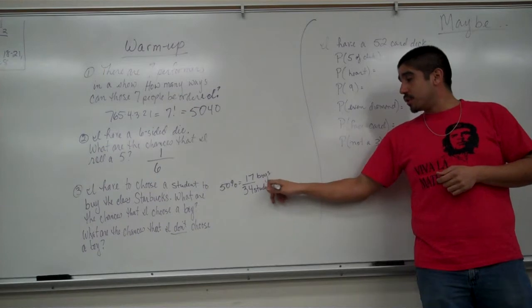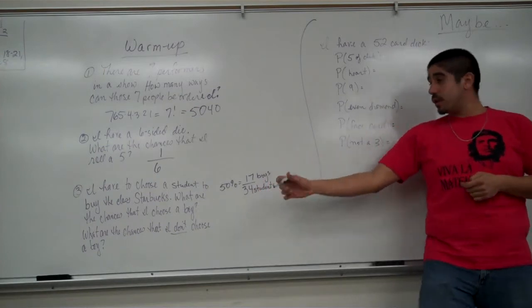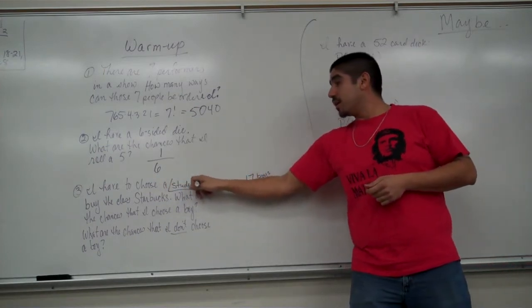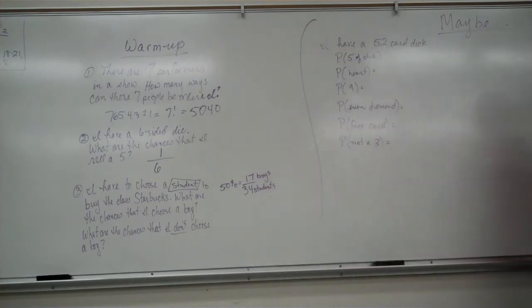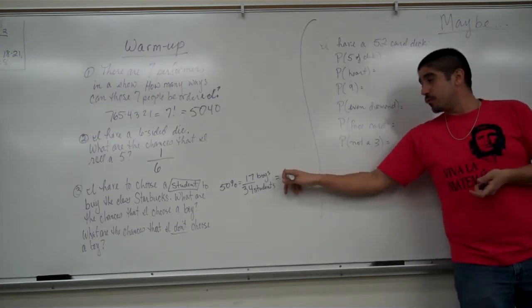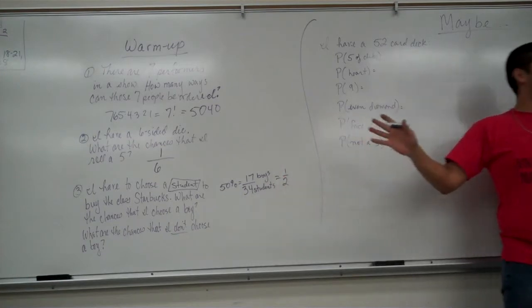That's important because you need to know the total, and the total is usually given to you in the question. So you have to know what you're counting. It's 34 students, happens to be 17 boys, that gives you 1/2 when you reduce it, which gives you 50%. I swear I did not work it out that way.